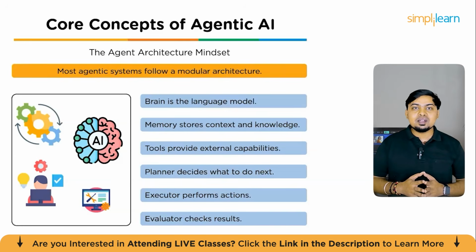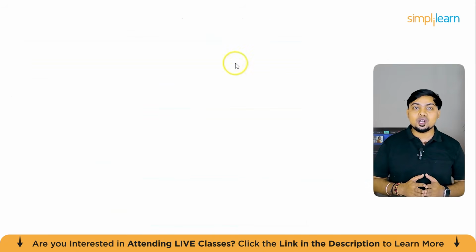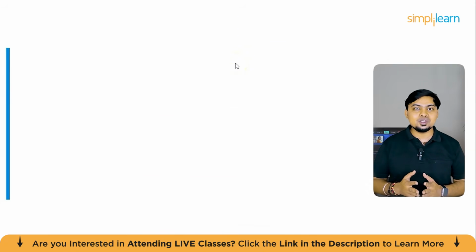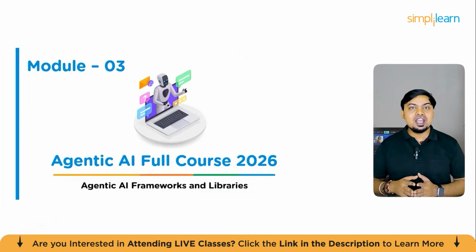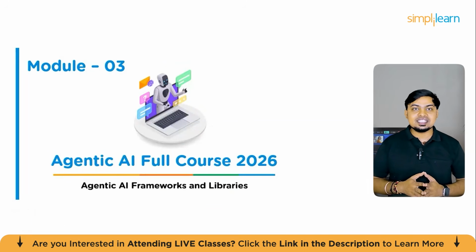So now you understand the fundamental building blocks of agentic AI: autonomy, planning, memory, tools, and reasoning loops. In the next chapter, we will move from concepts to implementation. We will explore the frameworks and libraries that allow us to build real agentic systems in practice. And that's where things start becoming really exciting.